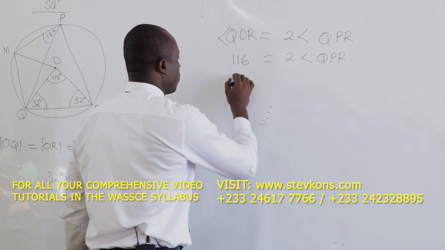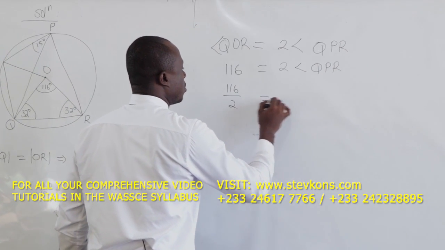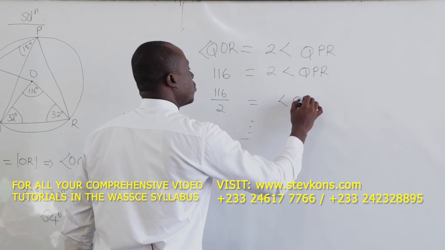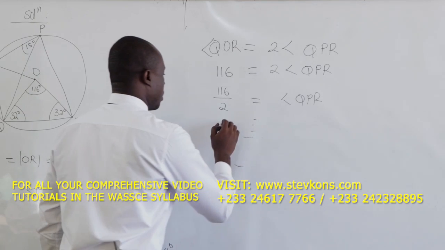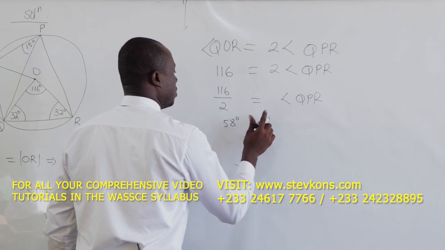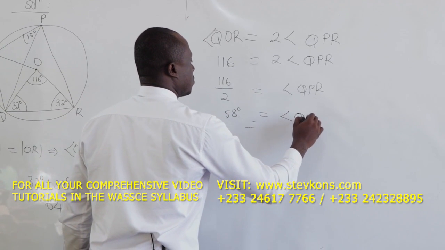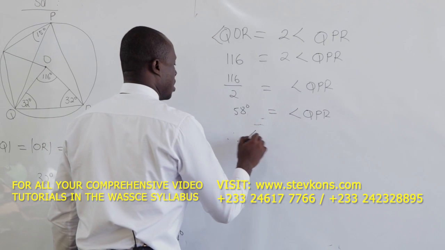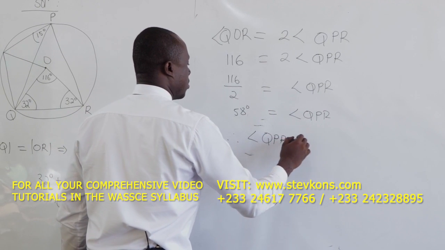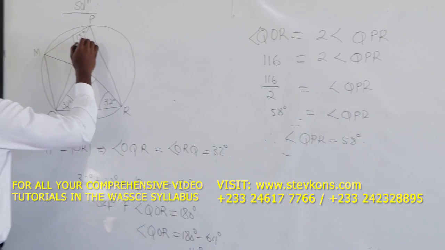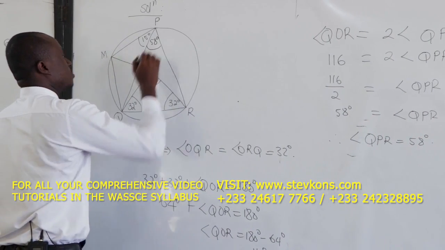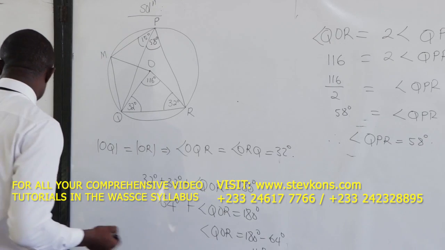QPR. Clearly 116 over 2 equal to QPR. I want to find QPR, so I divide both sides by 2. And this is 58 degrees. Therefore, angle QPR, that's 58 degrees. So the angle over here, that is 58 degrees. So that's the first one.